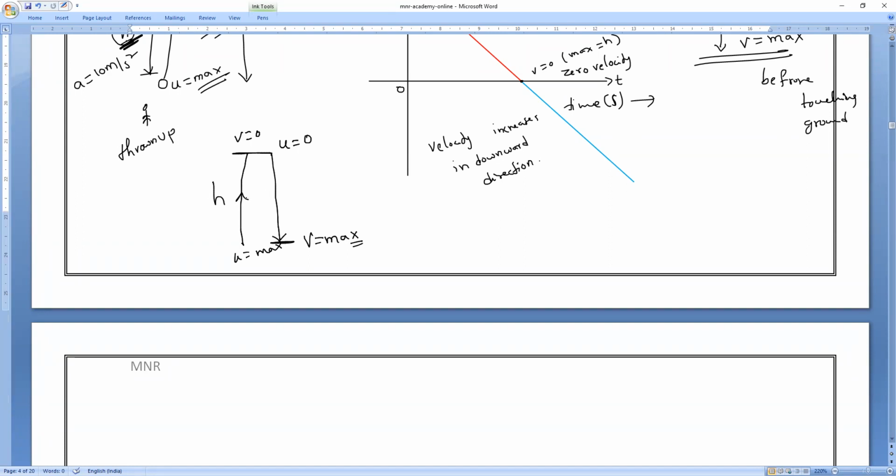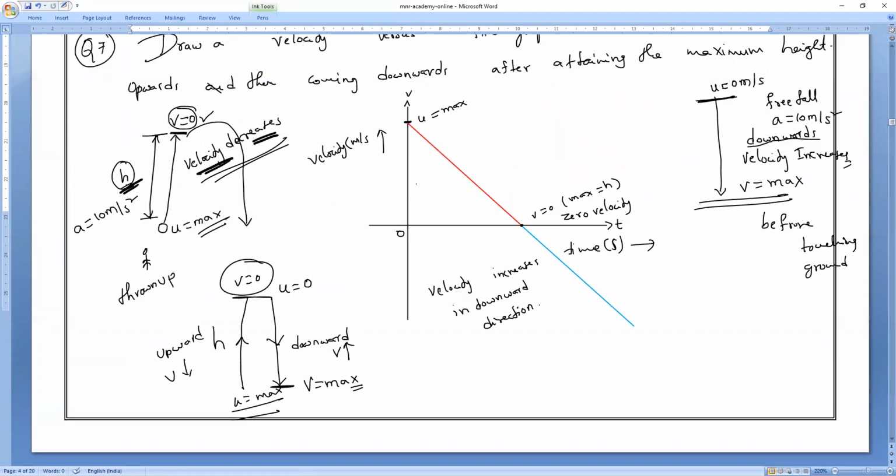If the ball is thrown upward, initial velocity is maximum, final velocity is 0. If the ball is coming downwards, this is upward and this is downward. If it is downward, velocity increases. If it is upward, velocity decreases. Is it okay? Everybody clear? Yes, sir. So that is how the graph will come.